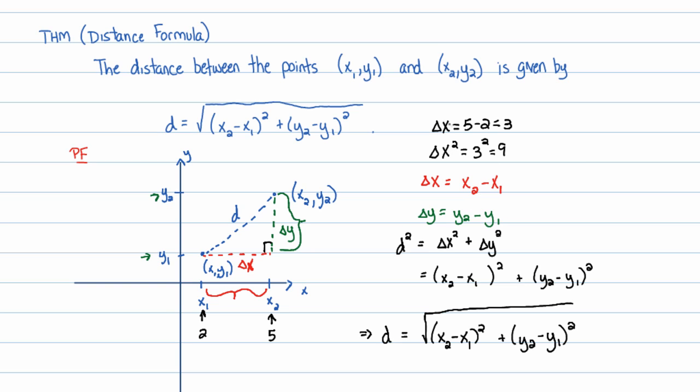If you would have accidentally swapped the orders and said instead that it was 2 minus 5 instead of 5 minus 2 squared, you would have gotten a negative 3 being squared, which would also turn out to be a 9. So it turns out it doesn't really matter which order you put the values in, as long as you're using x values, right? One x value minus the other x value within the same parenthesis. And the same thing for the second term underneath here. You have to have the y value minus the other y value. Okay, so don't mix x's and y's together.